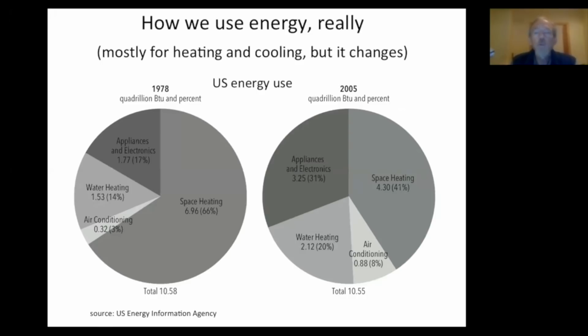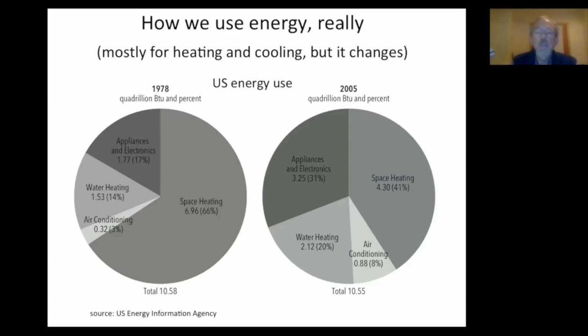So here's how we use energy, and this is just a comparison from 1978 to 2005 of US energy use. You can see that the biggest thing in 1978 was space heating. About 66% of our energy was used to heat space, and we've actually become a lot more efficient. We only use 41% of our energy to heat space now.